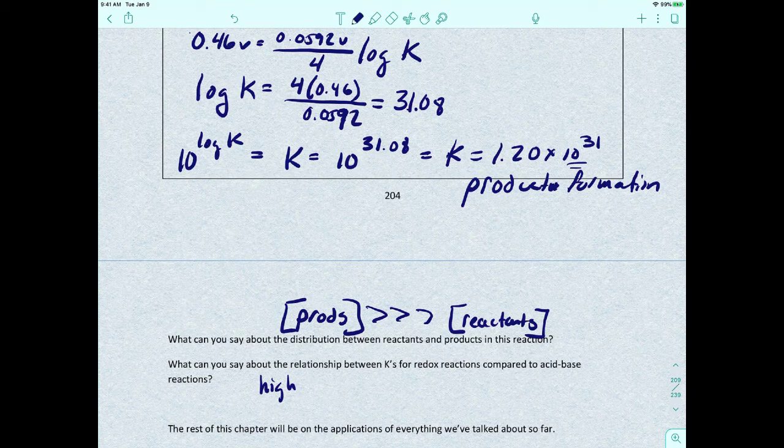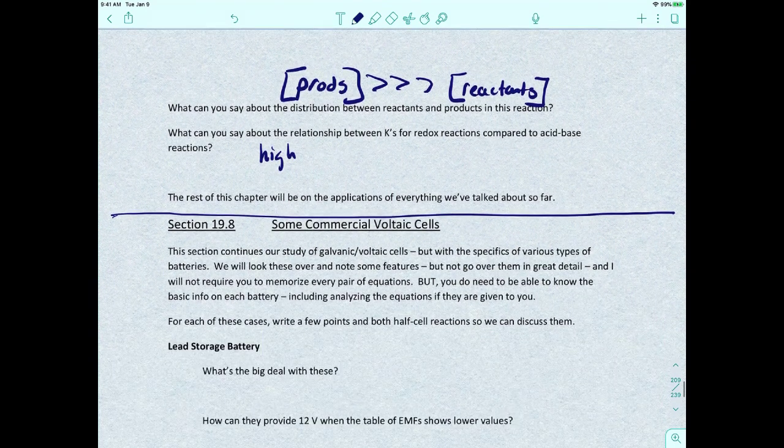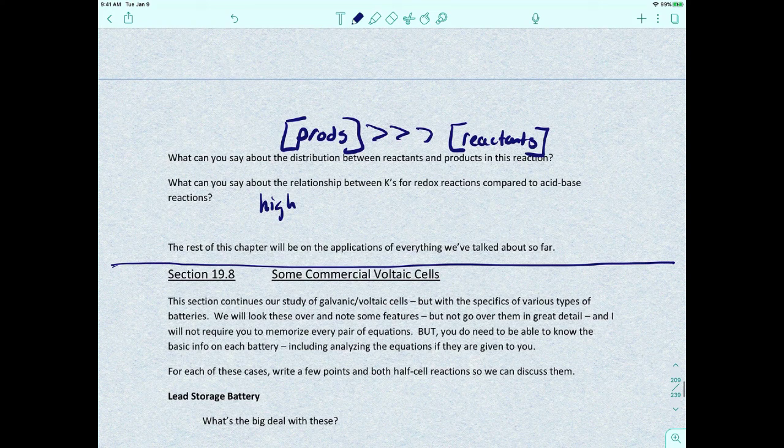Now, at this point, the rest of the chapter goes into applications using everything that we've talked about so far in electrochemistry. For all intents and purposes, for this summer course, this is where we're going to stop for electrochemistry. So you got the basics down. If you want to check out the rest of chapter 19, electrochemistry, and see all the different applications, that's pretty cool. Go for it. But that's where we're going to stop for this course.